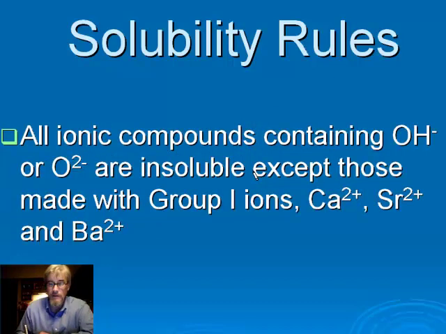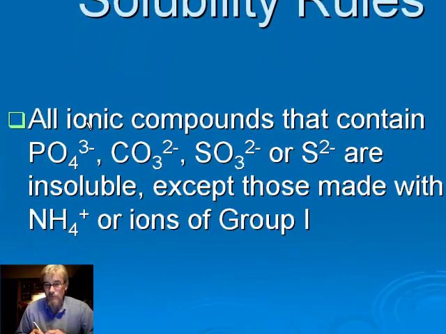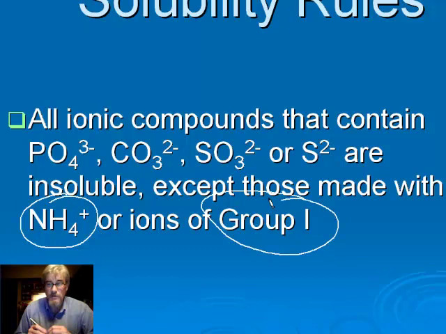Nearly all ionic compounds that contain hydroxide ion, that's OH-, or oxide ion, are insoluble, except those made with group 1 ions. Remember that sodium, potassium, rubidium, those group 1s, first column, and calcium, strontium, and barium. All ionic compounds that have phosphate ion, the carbonate ion, sulfite ion, or sulfide ion won't be soluble, except the things that we know are always soluble, which is ammonium, if that's the cation, or any of the group 1s, sodium, potassium, etc. If those are the cations, then they would be soluble.